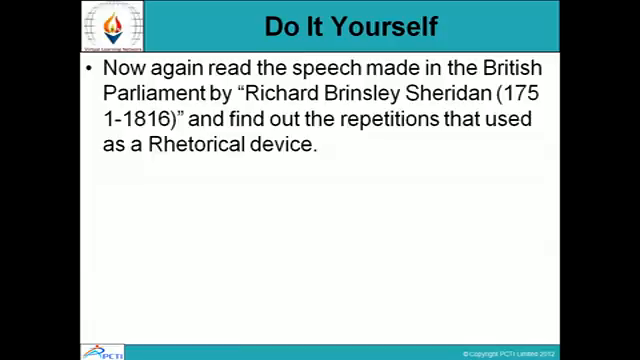So another question I'm giving you, this question I have already given you. Again, read the speech made in the British Parliament by Richard Brinsley Sheridan and find out the repetitions used as a rhetorical device. And I'm giving you one more passage, and in that also you have to find the repetitions.